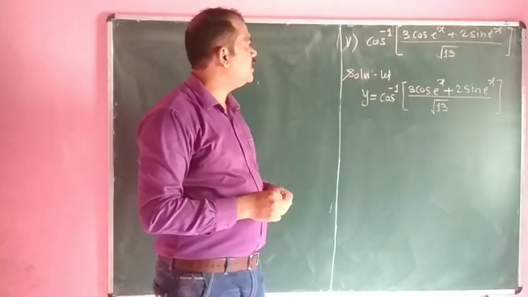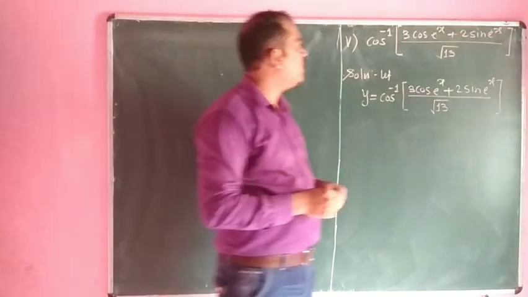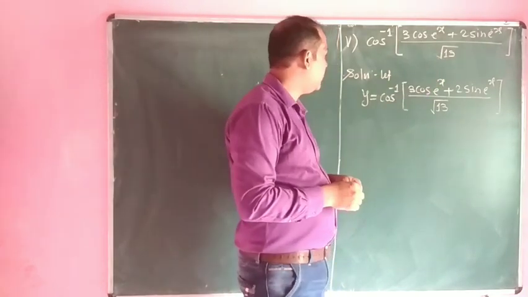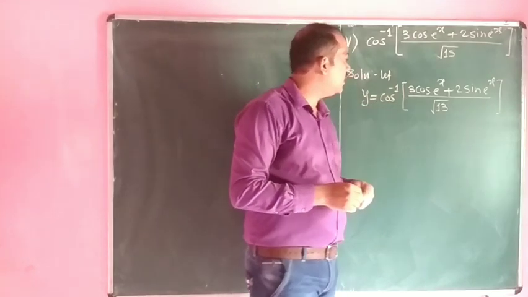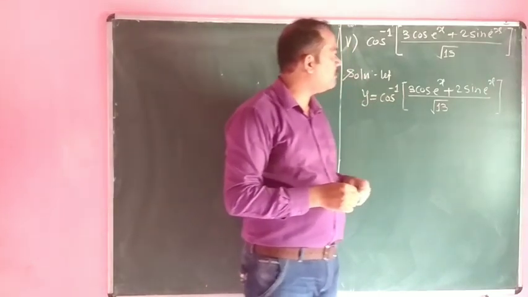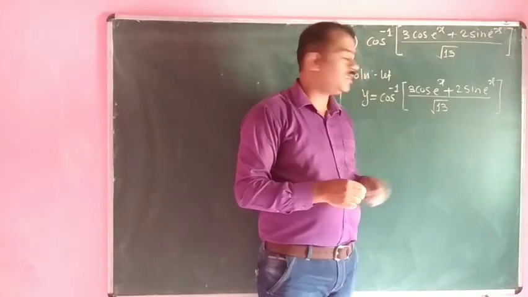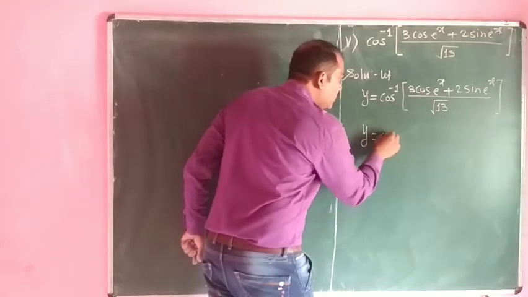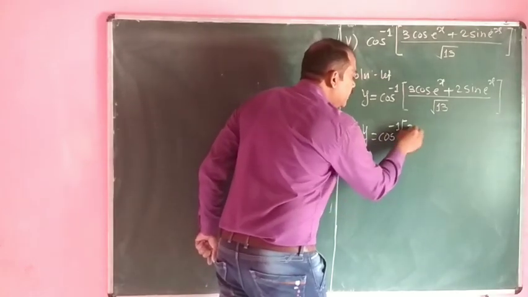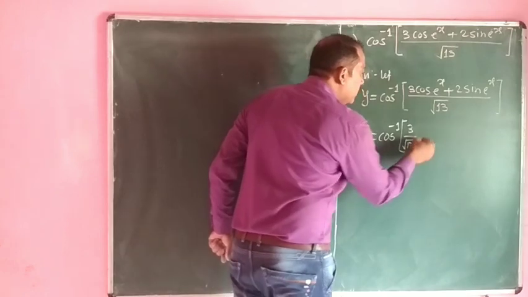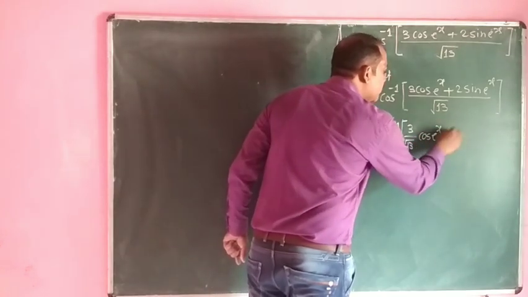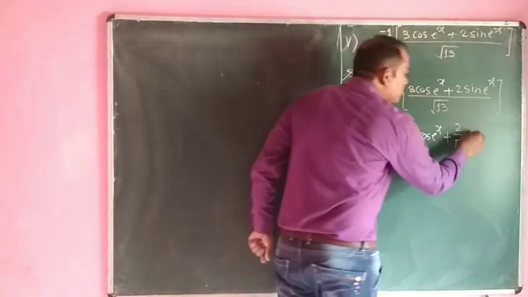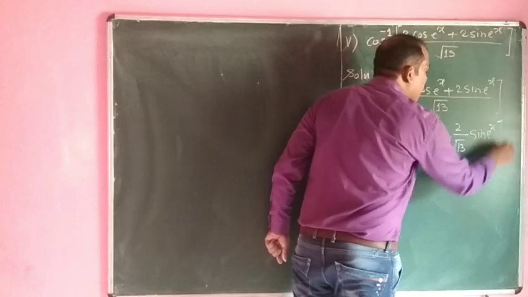Example number 5: cos inverse of 3 times cos of e raised to x plus 2 times sin of e raised to x, divided by root 13. Let y is equal to cos inverse of 3 times cos of e raised to x plus 2 times sin of e raised to x, divided by root 13. We divide separately by root 13. We get y is equal to cos inverse of 3 divided by root of 13 into cos of e raised to x, plus 2 divided by root of 13 into sin of e raised to x.